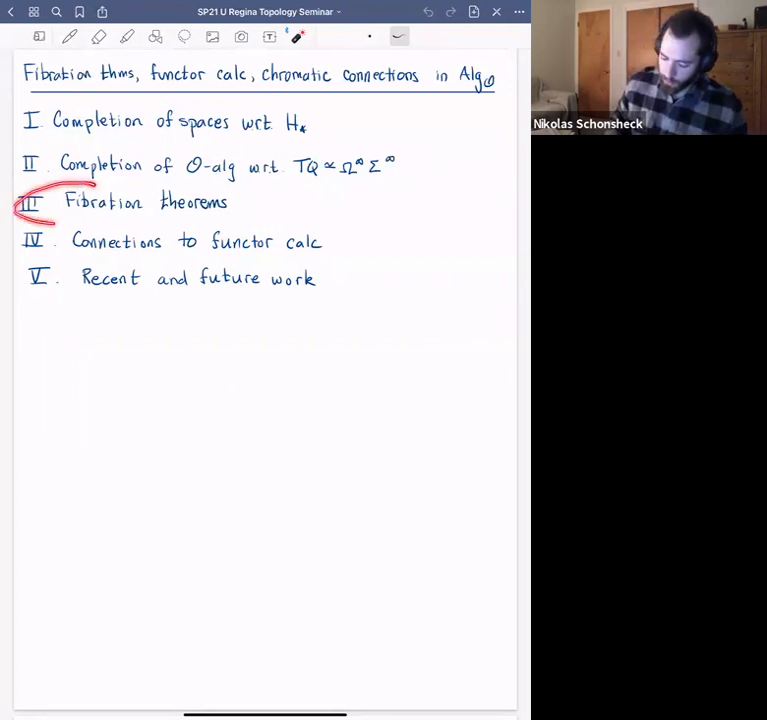Then I'll get into some of my work, which is some fibration theorems for completion. So in particular, trying to answer the question, when does TQ completion preserve fiber sequences? What conditions do we need on those fiber sequences to guarantee that? And then I'll get into some connections with functor calculus and looking at the Taylor tower of the identity functor. And then time permitting, I'll tell you about some recent and future work, and that's where the chromatic stuff will come in.